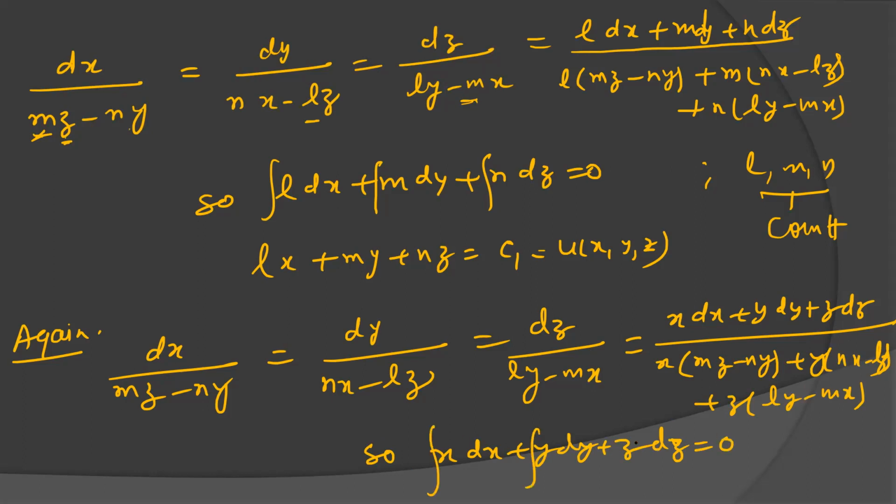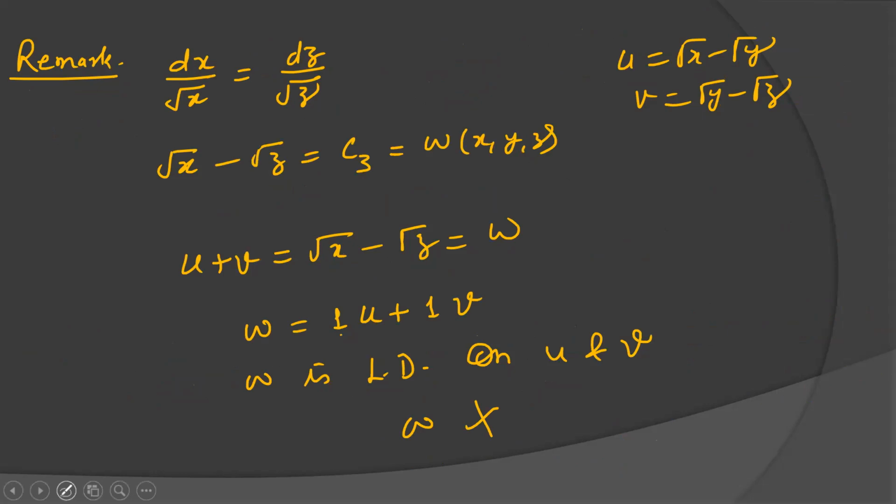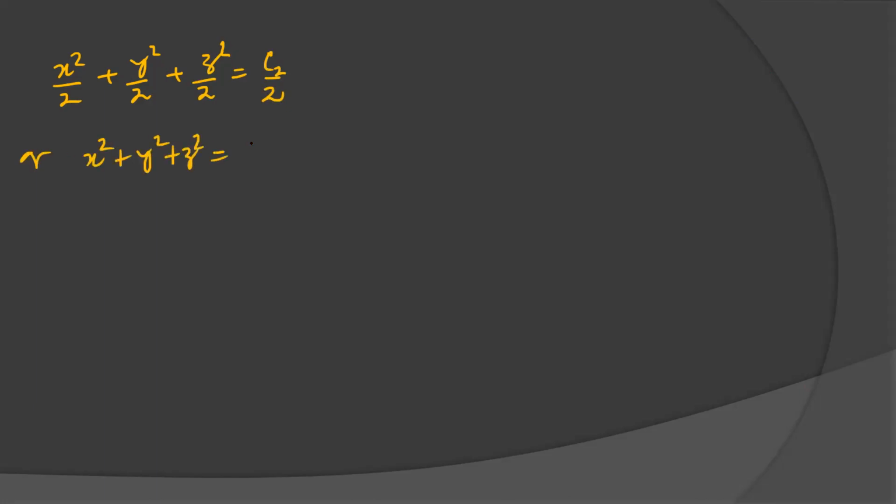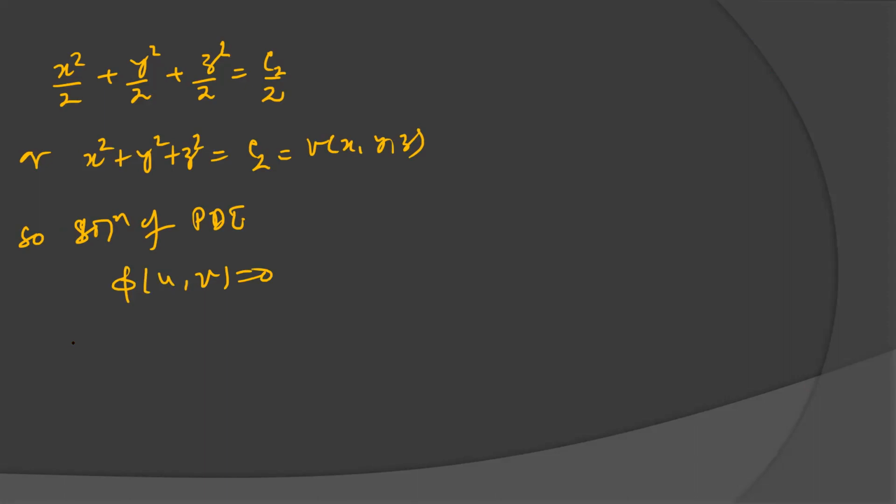Now if you integrate both sides, you will get x square by 2 plus y square by 2 plus z square by 2 equal to c2 by 2, or you can say x square plus y square plus z square equal to c2. This is our second solution. So the general solution of the PDE is phi of u equal to 0, or phi of lx plus my plus nz comma x square plus y square plus z square equal to 0.